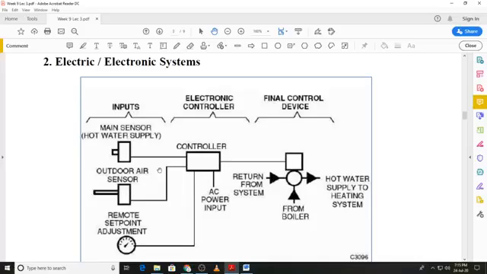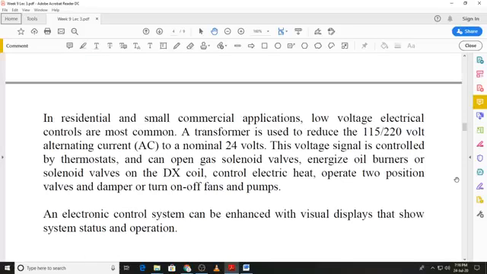So these two temperatures, the hot water supply temperature and the outdoor air temperature: if you have a certain set point and the outdoor temperature drops below that, then the controller will send a signal to the actuator, where you have the control device, which is a valve, and that valve will then provide a larger flow rate of hot water to the heating coil. So that valve will be operated through an electrical signal, and this is just a simple example of an electric or electronic system. A very common simple electrically operated device is the thermostat, which we find in our domestic refrigerators and air conditioners.